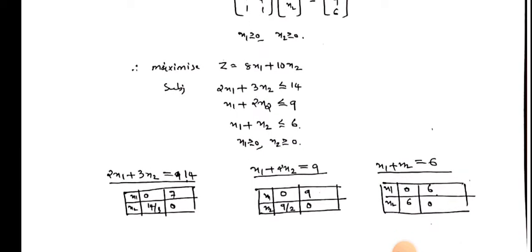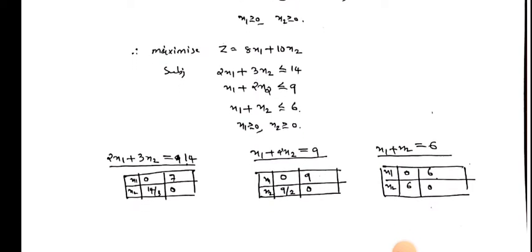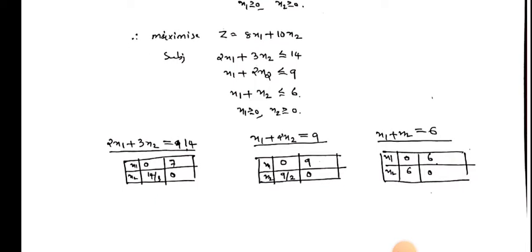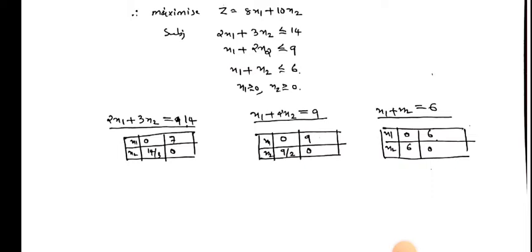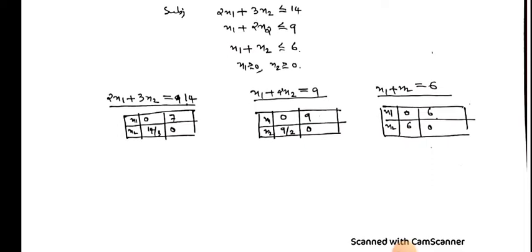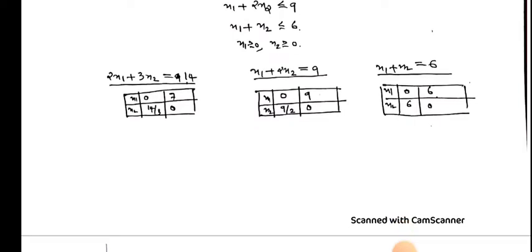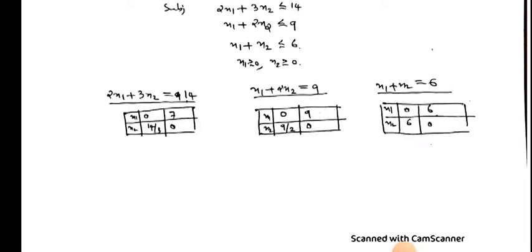This problem is easily solved by the graphical method. First, find the x intercept and y intercept of each constraint. That is, 2x1 plus 3x2 equal to 14. Put x1 equal to 0, then we get x2 equal to 14 by 3, and x2 equal to 0 implies we get x1 equal to 7.